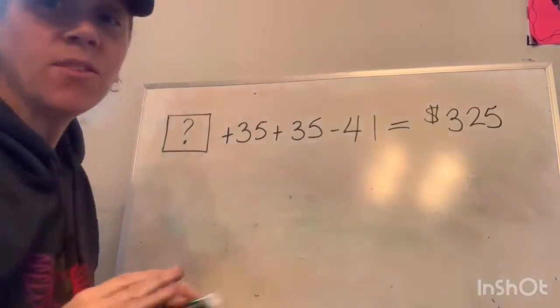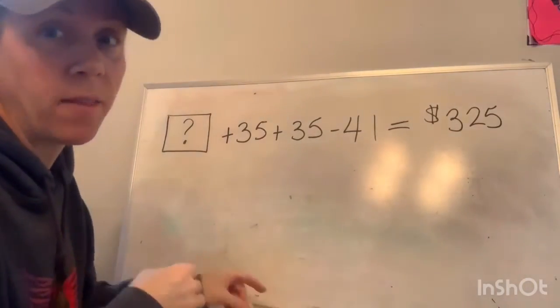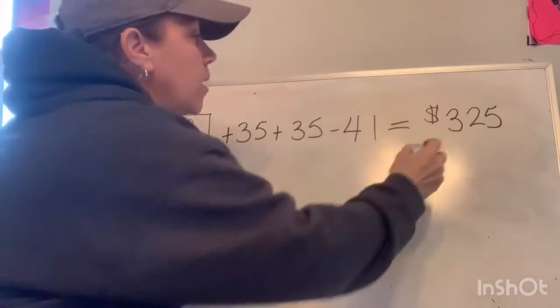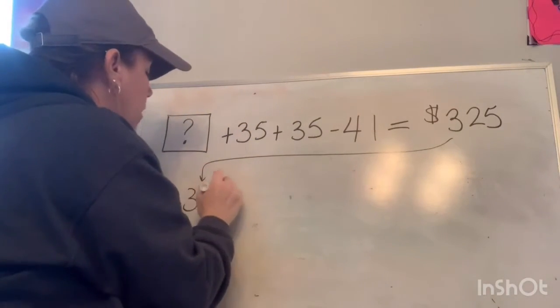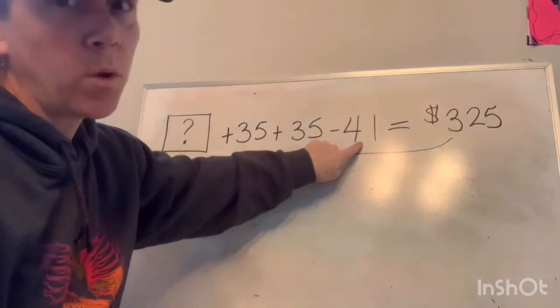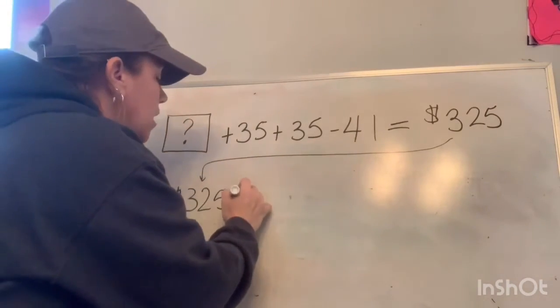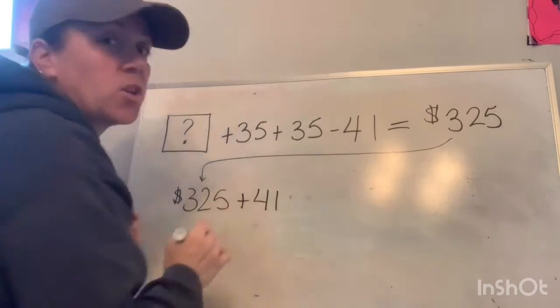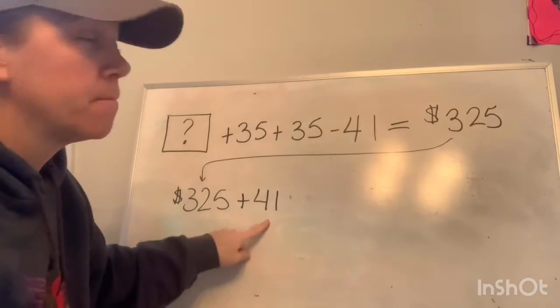So before I even do any computation, any adding or subtracting, I'm just going to write it all out. I'm going to start with my 325 and work backward. This day he withdrew $41. So before he withdrew $41, he had that $41 in his account. So I'm going to add it back in.